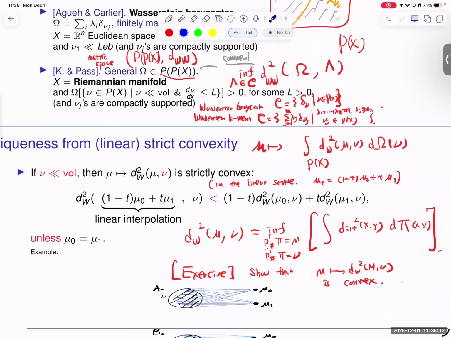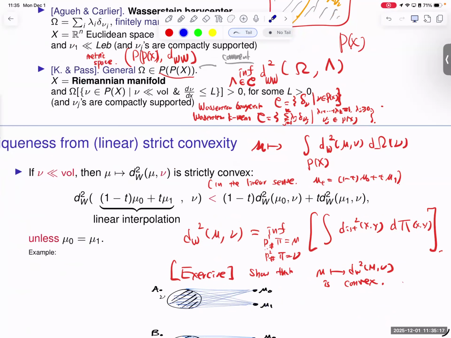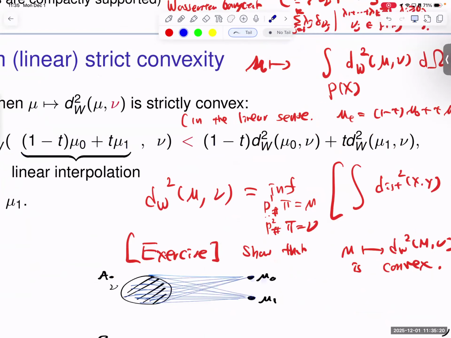It's like this. Consider these two, mu0 and mu1, given as two Diracs. So mu0 is a Dirac, mu1 is a Dirac, and nu is an absolutely continuous measure. Then the optimal transport plan between nu and this is just this matching, everything goes there. And optimal transport from nu to that is just this matching, everything goes there. This is partly the answer to the exercise.